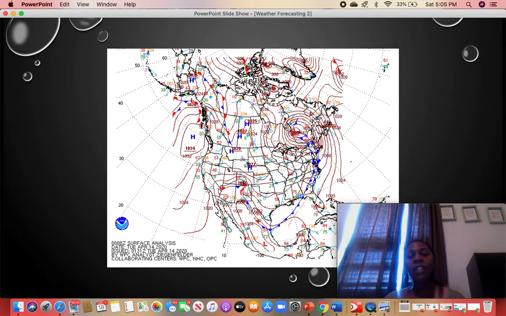Activity sheet 8 deals with isobars and isotherms, but I didn't assign it because I want to do it in class just to make sure you guys understand it, okay? So hold off on doing that particular activity sheet unless you just want to give it a shot, but it hasn't been assigned.